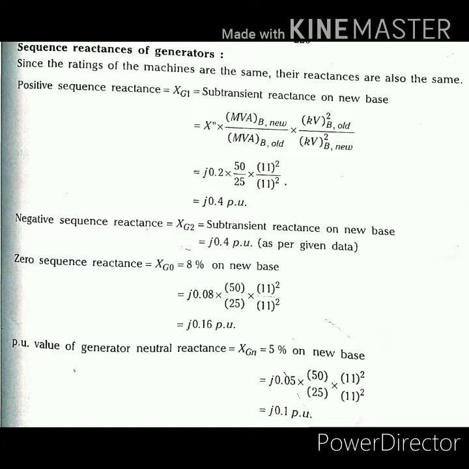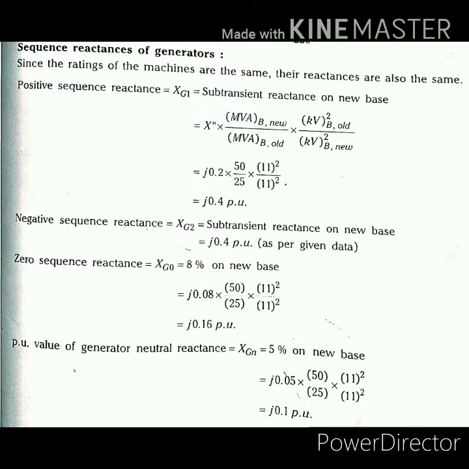X0 is nothing but what they have given. See in the problem, the zero sequence reactance of each machine is 8%. So zero sequence reactance Xg0 is equal to 8% on new base. So 8% means j0.08 into the same value which you have substituted for positive and negative.